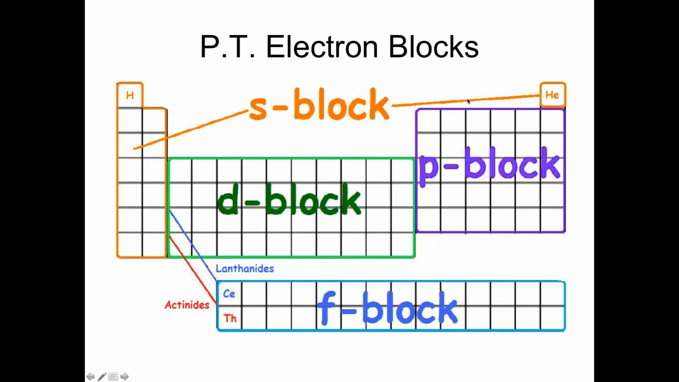So after the 1s section comes the 2s section, followed by 2p. After that comes 3s, 3p, 4s, 3d, 4p, 5s, 4d, 5p, and so on down the line.